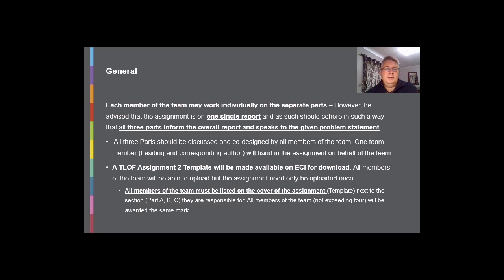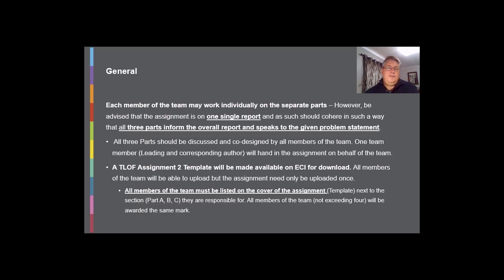One team member, we can call him or her the leading and corresponding author maybe, will hand in the assignment on behalf of the team. So although all 3 of you will have the ability to upload it, I would actually say the person that does the final edit can do the uploading for the team and then let the rest of the team know that the upload has happened. And of course, you'll be able to check that on ECI for yourself because every team member will also have access.